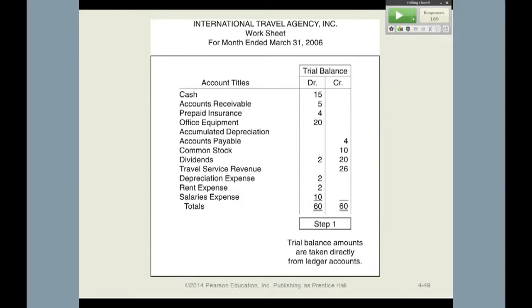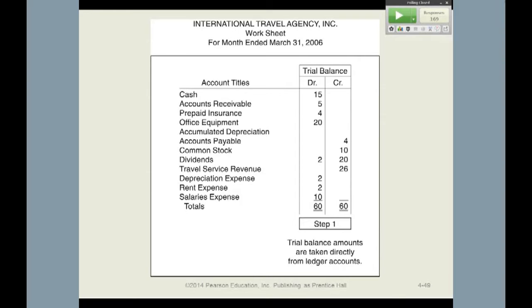Now again, the dividends are 2. Common stock should be 10. Dividends should be 2, just 2 on the debit side. I'm going to move that up. Sorry about that. These just fell out of alignment. So depreciation is 4. Sorry about that. Okay. Common stock. And then the dividends are 2. Common stock is 20. Yeah, just those got out of alignment somehow.